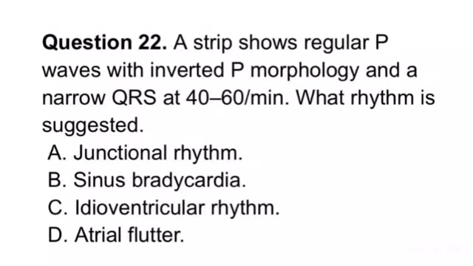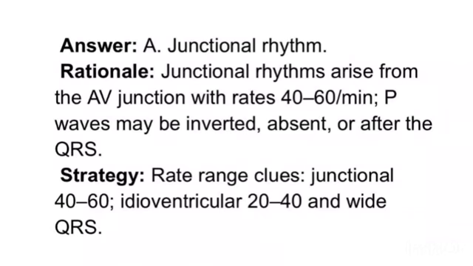Question 22. A strip shows regular P waves with inverted P morphology and a narrow QRS at 40-60/min. What rhythm is suggested? A. Junctional rhythm. B. Sinus bradycardia. C. Idioventricular rhythm. D. Atrial flutter. Answer: A. Junctional rhythm. Rationale: junctional rhythms arise from the AV junction with rates 40-60/min. P waves may be inverted, absent, or after the QRS. Strategy: rate range clues, junctional 40-60, idioventricular 20-40 and wide QRS.